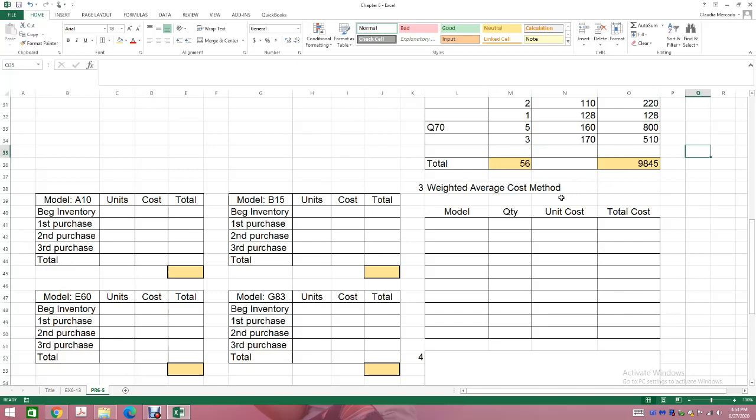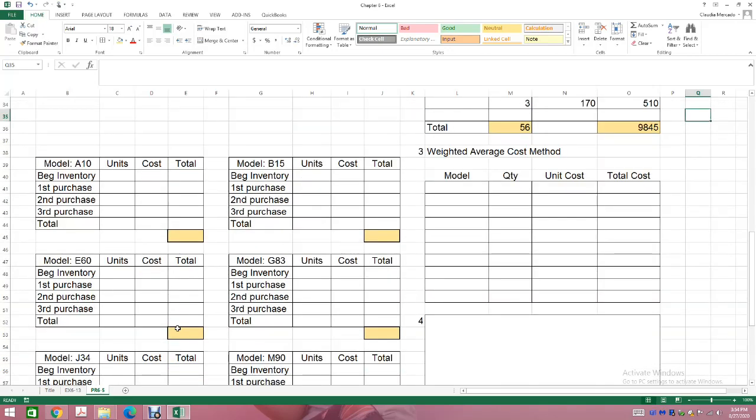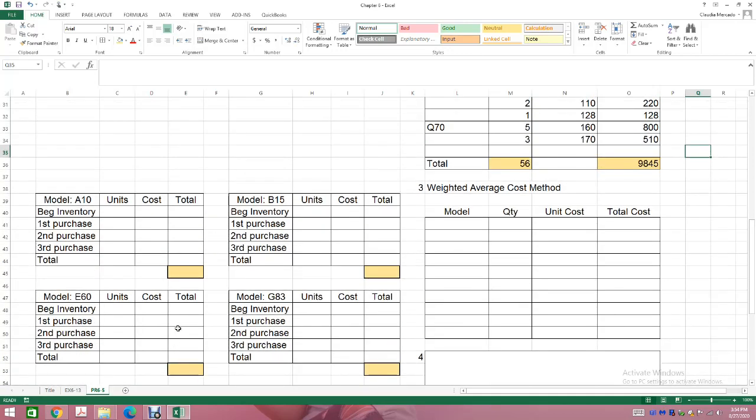Okay. So now for the weighted average cost method, I have to calculate all of my totals for each of the models. So, this is what's going to happen. I set them up: model A10, model B15, E60, G83, J34, M90, and Q70. And we have to figure out the average cost per model. Per model. Because we have different products, and each of those products has different prices. So we can't just add them and divide them like we did in the other one. The other one was just one product. Here we have different models of the product, so we have to get our average cost per model.